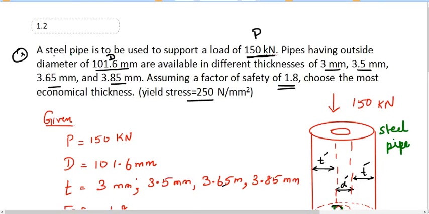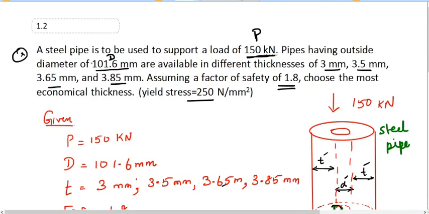A steel pipe is used to support a load of 150 kN. So this is your force P. Pipes having outside diameter of 101.6 mm are available in different thicknesses of 3 mm, 3.5 mm, 3.65 mm and 3.85 mm. Assuming a factor of safety of 1.8, choose the most economical thickness. Yield stress is equal to 250 Newton per mm square.